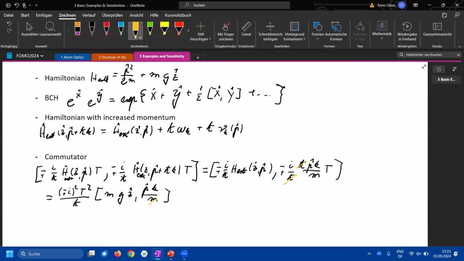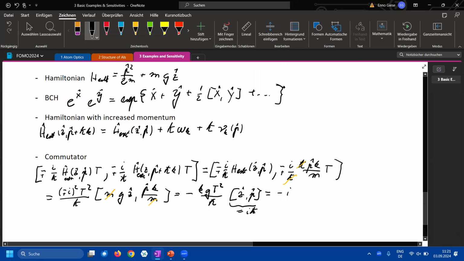In this case, also the masses drop out here. And we can get out the k, so it amounts to minus, because it's the i squared, k times g times T squared divided by h bar and the commutator of z and p. And this is, of course, the canonical commutation relation, i h bar. So we find minus i k g T squared.